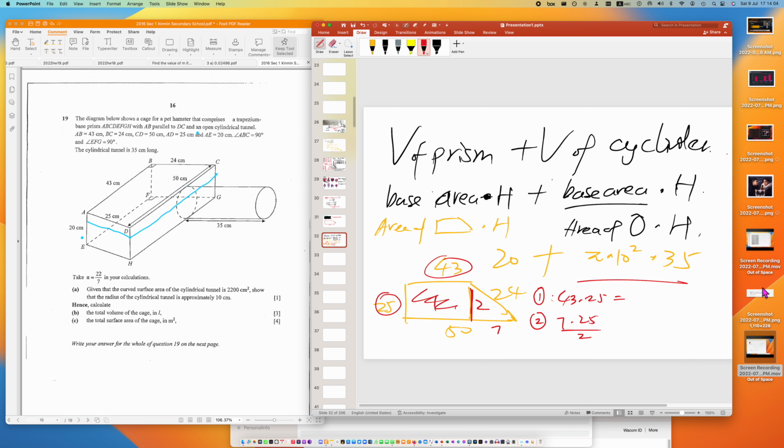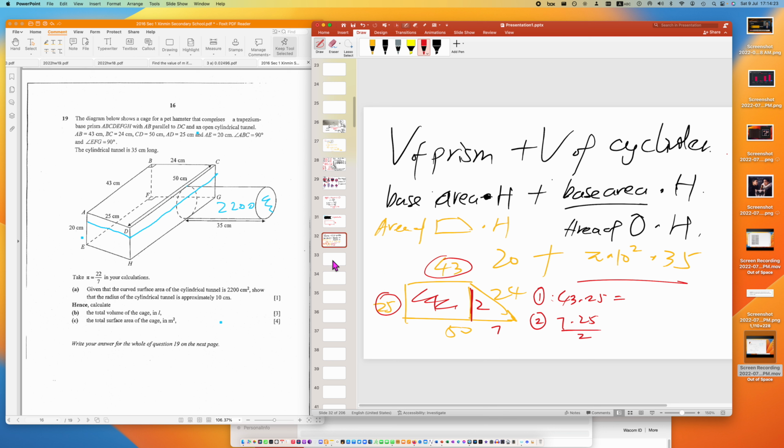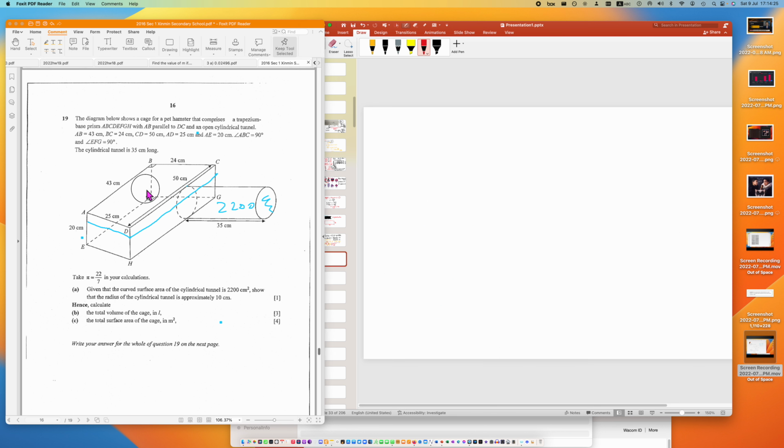Okay? So for the total surface area, you already have this 2200. Then you just need to find the circle, this one. Of course, you also need to find how many surfaces you have for the prism here. There are 6: 1, 2, 3, 4, 5, 6. Then you just find them one by one.